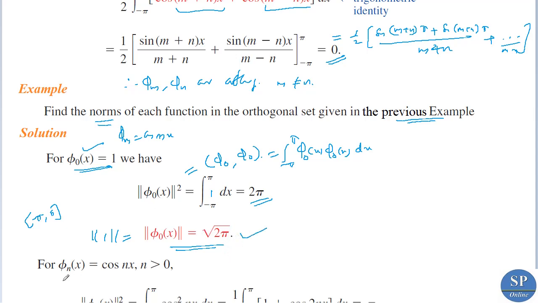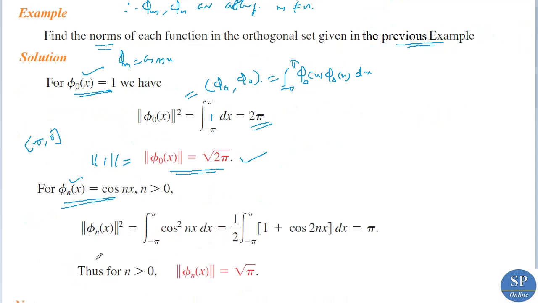Now, next we have the functions cos x, cos 2x, cos 3x, etc. So for n equal to 1, 2, 3, etc., we have phi n equal to cos nx. Now finding the norm of that function, the square norm is the integral from minus pi to pi, that is the inner product of phi n with phi n, that is integral minus pi to pi cos nx into cos nx dx, that is cos square nx dx.